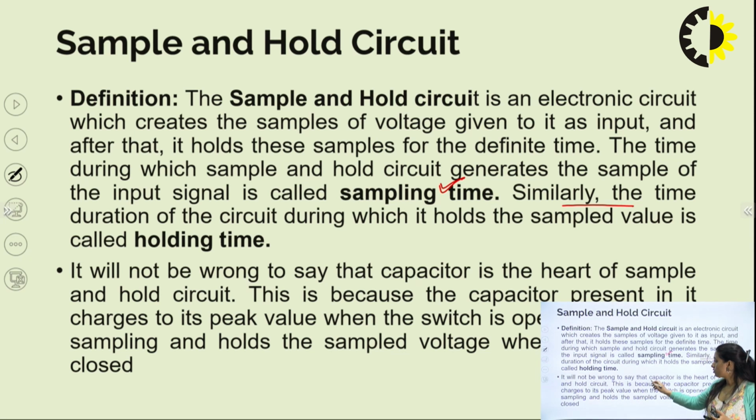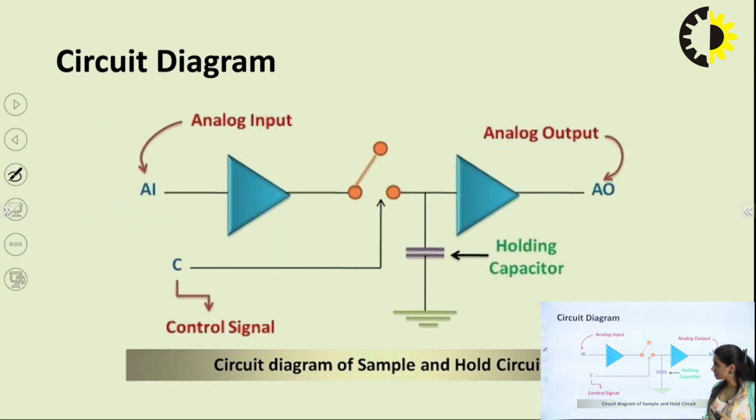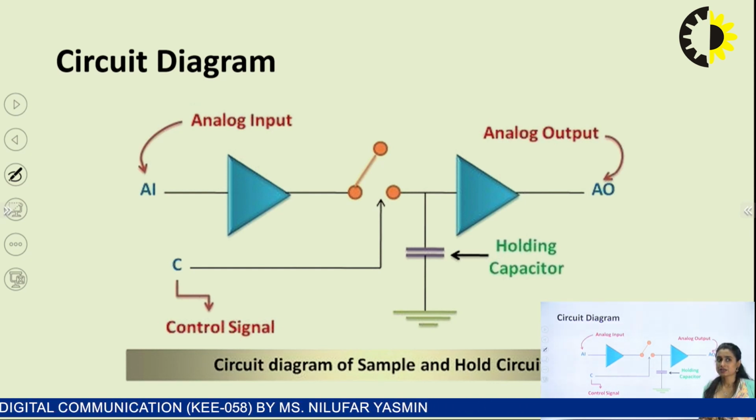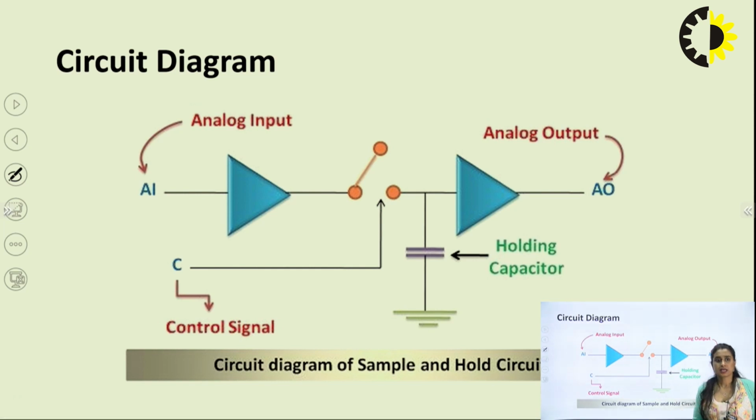It will not be wrong to say that capacitor is the heart of sample and hold circuit. So before coming to this point, we need to see the circuit diagram. This is how my sample and hold circuit must look like. It should be having combination of amplifiers, a switch and a capacitor, right? So from here I might give an analog input, right?